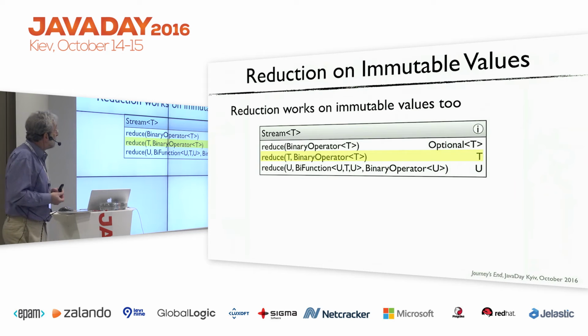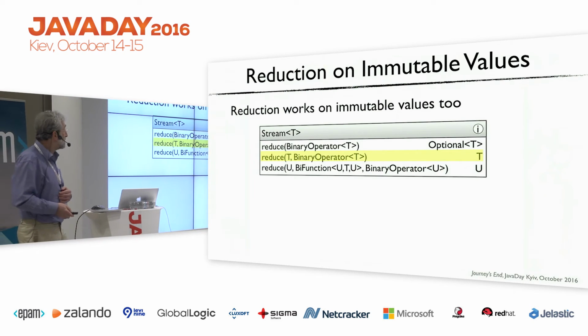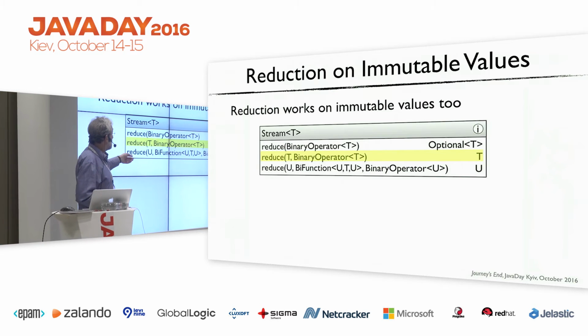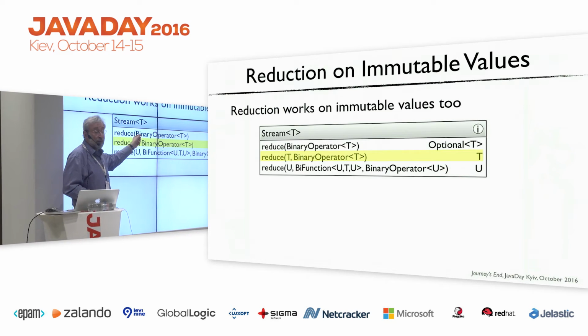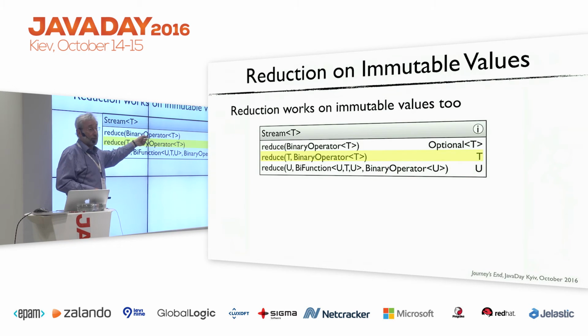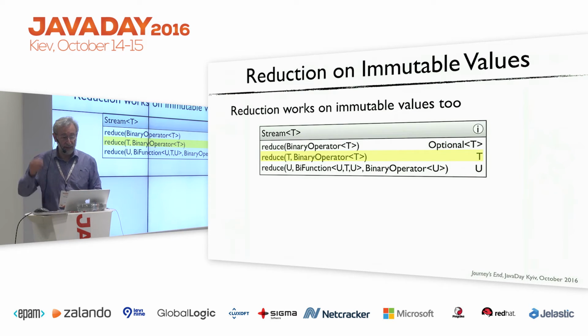Well, you could have reduction on immutable reference types without any problem. So here's the API for reduction on streams of T rather than IntStream or LongStream, and you can see it takes something slightly different. We've got an overload like the one I just showed you for IntStream, where we were substituting addition in here. But this time we've actually got an identity as well as the binary operator. So how does that work?